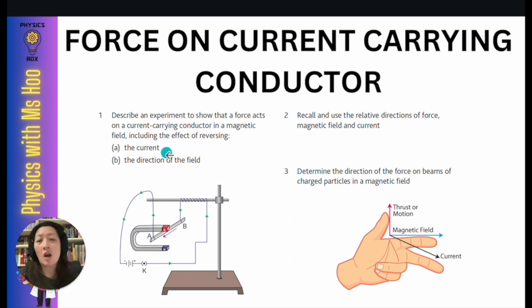Changing the current or changing the direction of the field could change the direction of the force acting on the current carrying conductor.